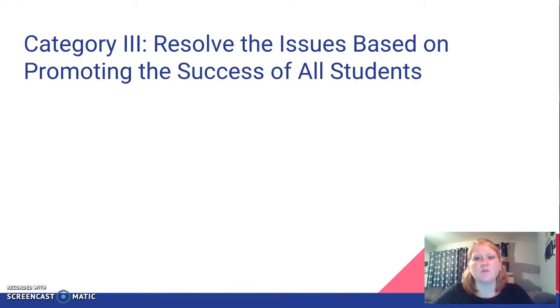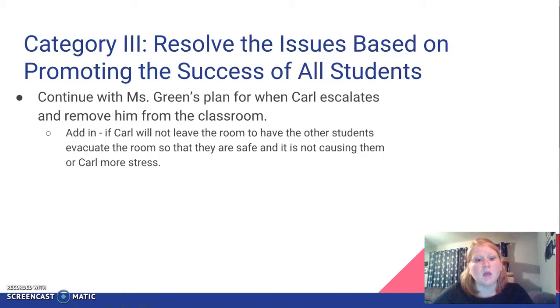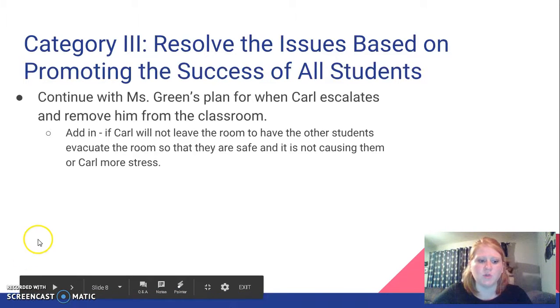Category 3, resolve the issue based on promoting the success of all students. I would like to continue Ms. Green's plan for when Carl escalates and remove him from the classroom. I would also like to amend that and add in that if Carl will not leave the room, rather than forcefully removing him, we need to have the other students evacuate the room so they're safe and it's not causing them or Carl any more stress.